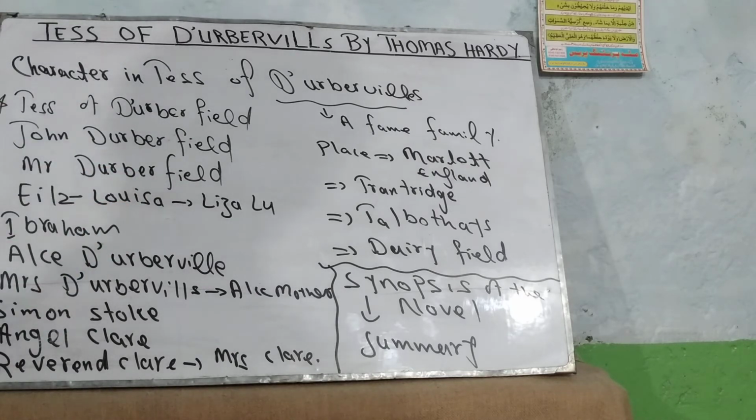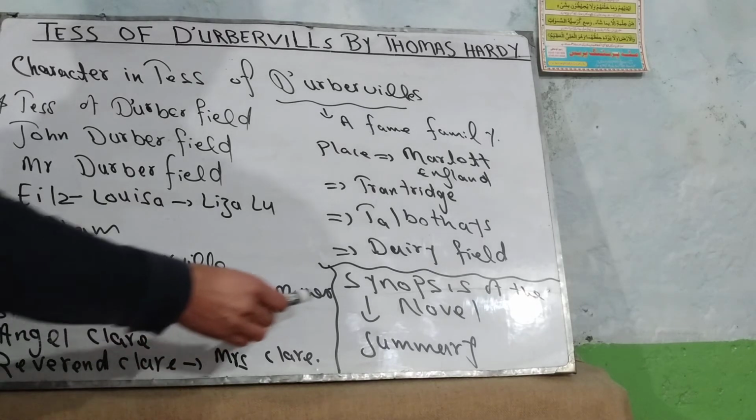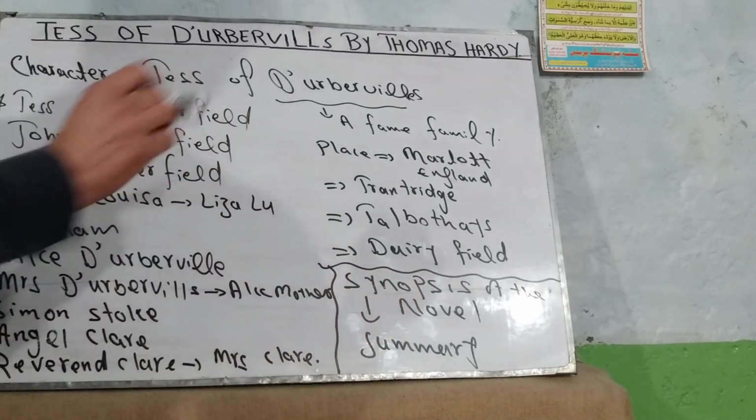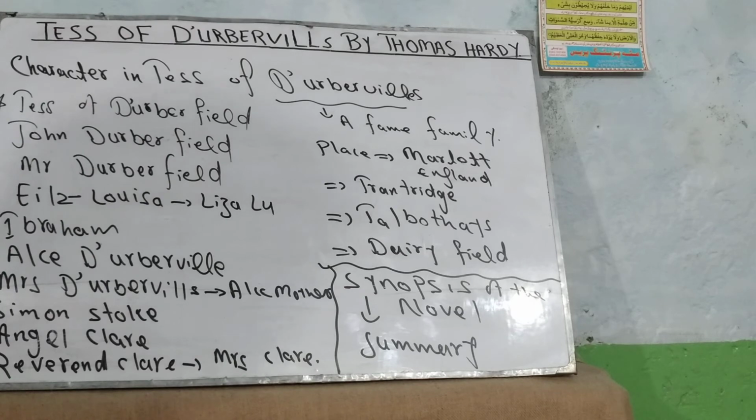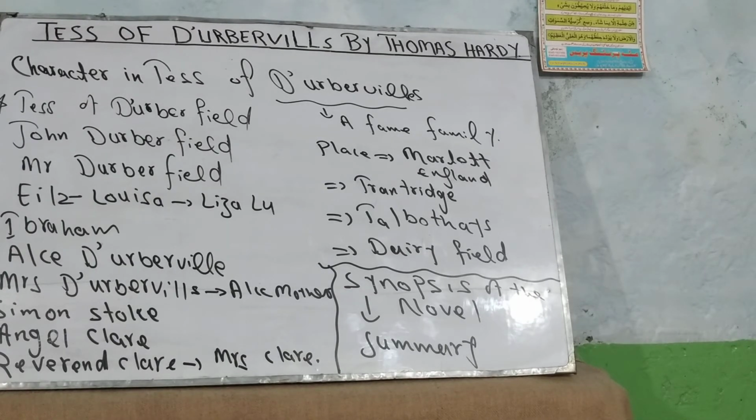Now, I am going to tell you when these characters are involved in the story, in the novel, and to whom they belong. So look at the synopsis of the novel, the summary of the novel. So what is the synopsis? I want to tell you an important thing about Hardy, but before that you need to know the synopsis of the novel.